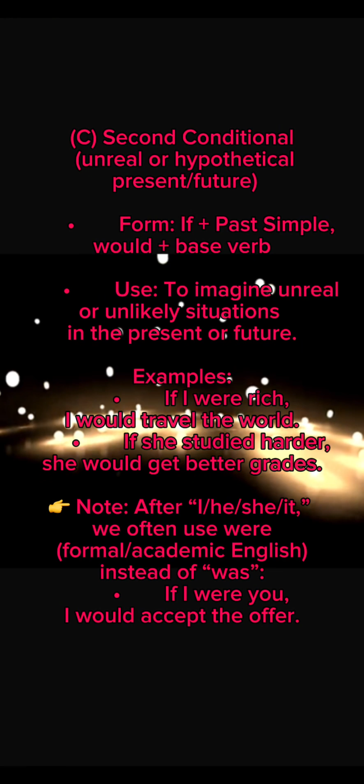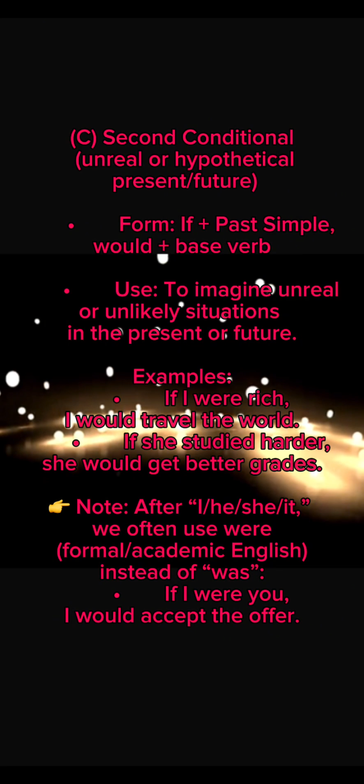Second example, if she studied harder, she would get better grades. That means she didn't study well, she didn't get good marks. So it's just an imagination, or it's just a possibility. If she studied harder, she would get better grades. So it talks about an imaginative, unreal or unlikely situation in the present or future. It's only an imagination, not the real one.